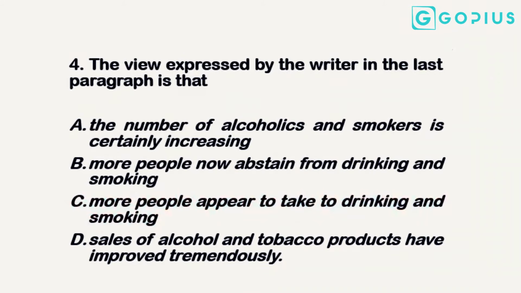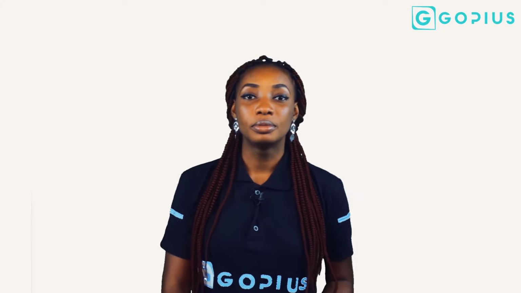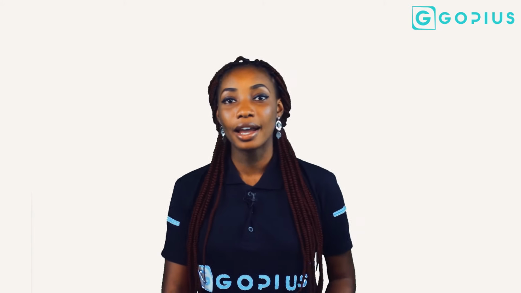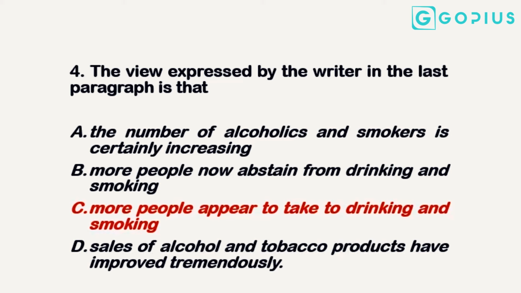All right? So the next question is, the view expressed by the writer in the last paragraph is, I told you to watch out for that, the number of alcoholics and smokers is certainly increasing. Is that it? More people now abstain from drinking and smoking. No, that's not it. More people appear to take to drinking and smoking. Is that it? Sales of alcohol and tobacco products have improved tremendously. I cannot remember this passage saying the D option. So what is the answer? The answer is more people appear to take to drinking and smoking.